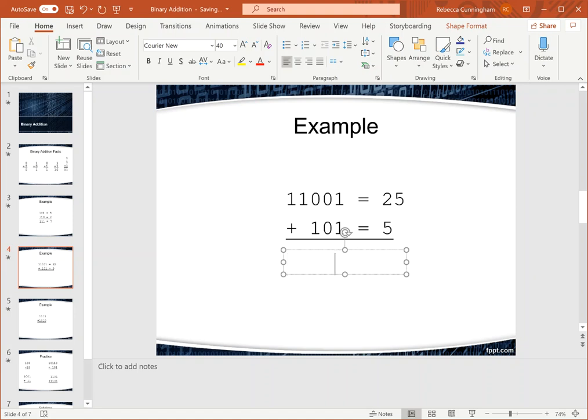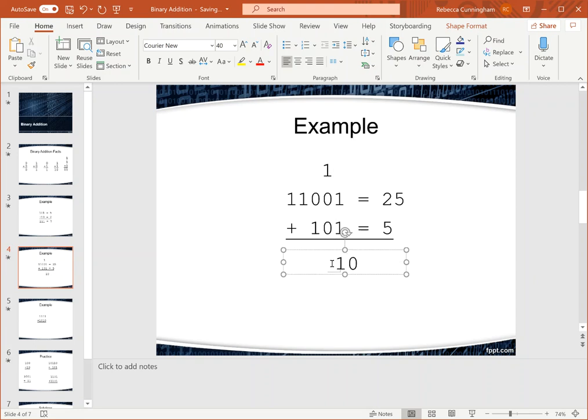I can write the 0, just like I do in decimal addition. When you have a carry, you put the rightmost digit down and you carry the other digit. So I'm going to write my 0 and I'm going to carry my 1. I'm just going to stick it up here. So 0, carry my 1, and now I've got 1 plus 0, which is just 1.